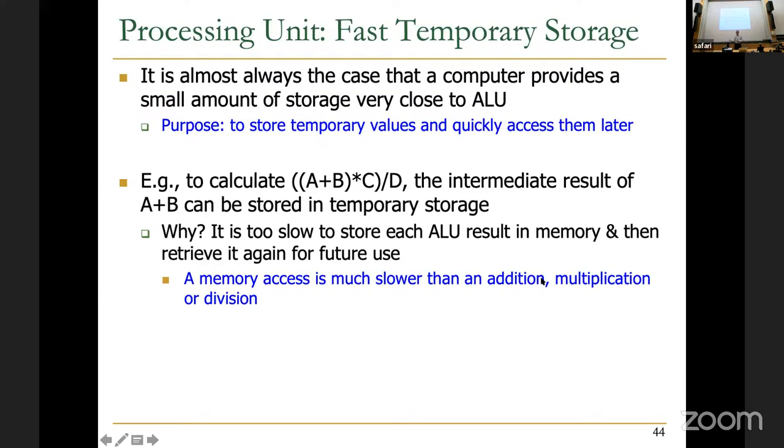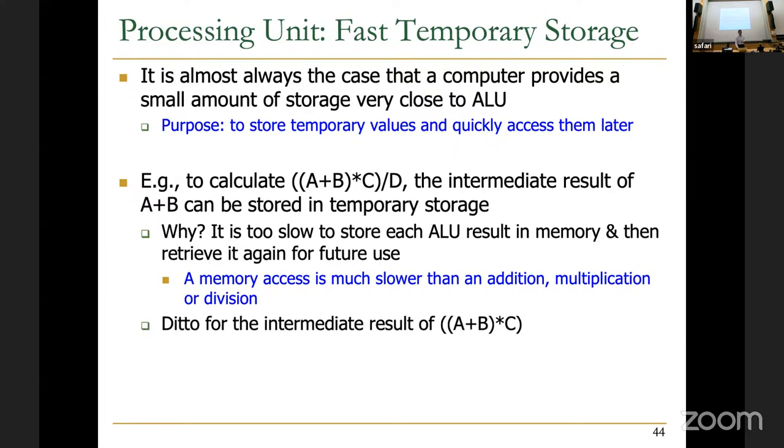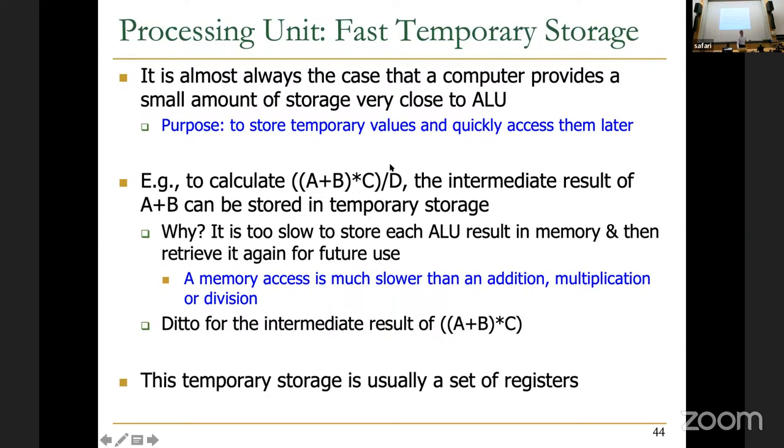Just to give you a perspective, an addition may take on the order of a couple of nanoseconds. Even in today's systems, less than around 1 nanosecond, even less than a nanosecond actually, because we optimize things well. But a memory access can take 150, 200 nanoseconds. So there's a huge difference. In some systems, there's a 600x difference between a memory access and an ALU operation. So that's true for other intermediate results. The result of A plus B multiplied by C is also an intermediate result. Where do you store it?